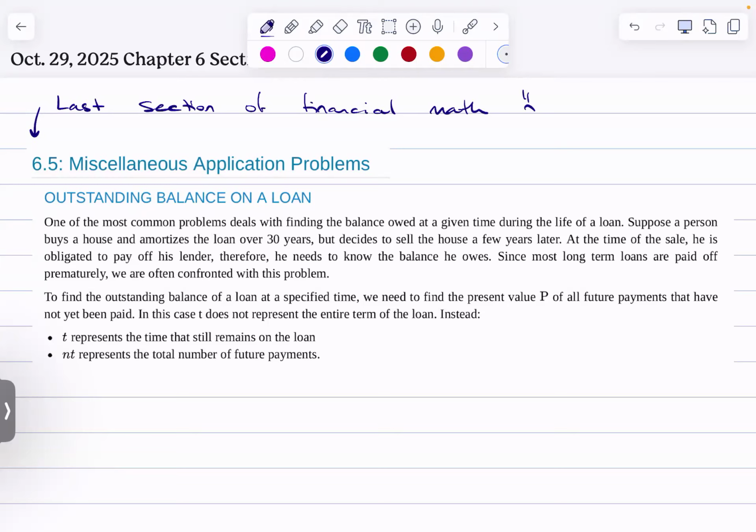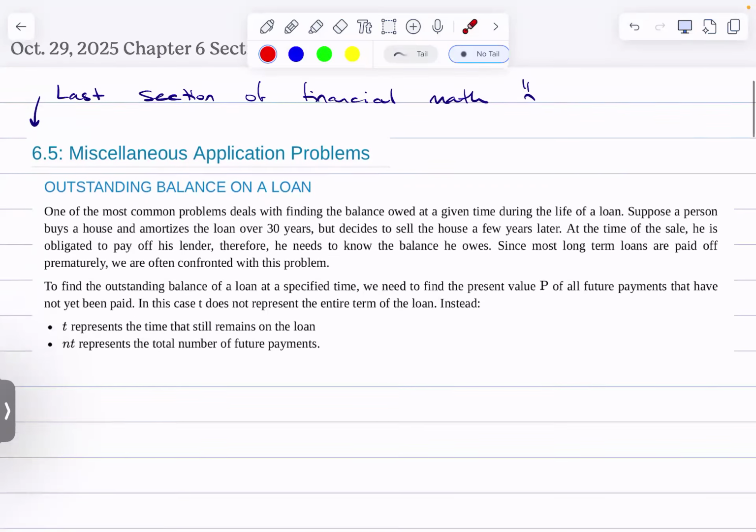Sad face. Everyone loves financial math. Or not, maybe not. So far, what's that? Oh, I see it. The guy out in the hallway.